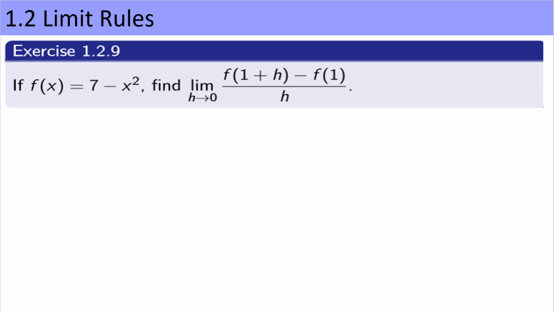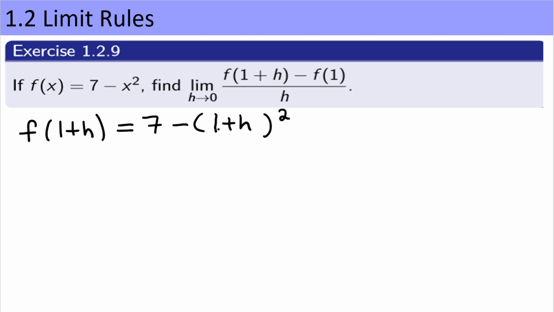Exercise 1.2.9. If f of x equals 7 minus x squared, find the limit as h approaches 0 of f of 1 plus h minus f of 1, all divided by h. Let's do this in 3 pieces. I would like to first evaluate f of 1 plus h. That merely means you take your f function, and every place that there is an x, so we have open parentheses squared, we fill it with the evaluating value.